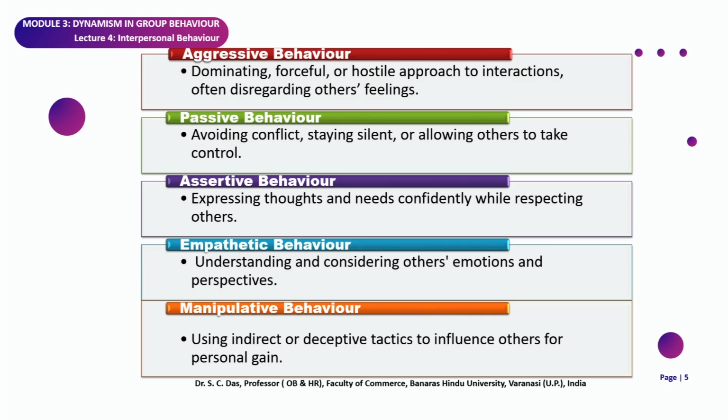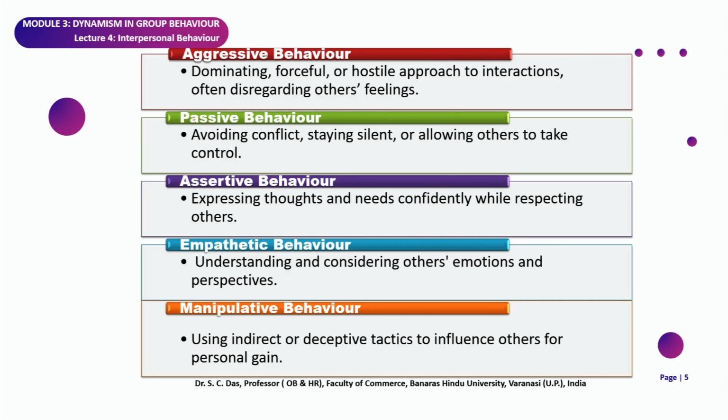Empathic behavior: you try to understand the emotions of others. This is very important. We are not speaking more, but we are listening more. Manipulative behavior: using indirect, deceptive techniques to influence others for personal gain. This happens often. I think politicians and other groups of people, and some managers also, sometimes do this kind of practice, manipulative behavior.